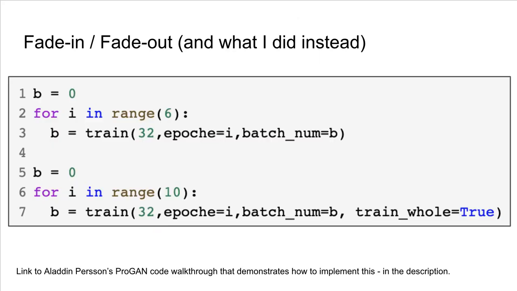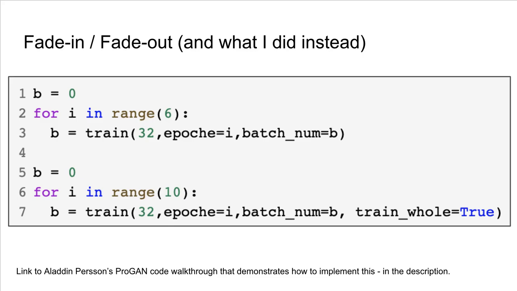Personally, I did not use this mechanic and instead opted to train the new layer while freezing the previous layers for a few batches before training the whole network again. This worked well for me and was much simpler to implement. But if you want to learn how to do it anyway, there is a link in the description to a progressive GAN code walkthrough by Aladdin Persson, which is a great watch.